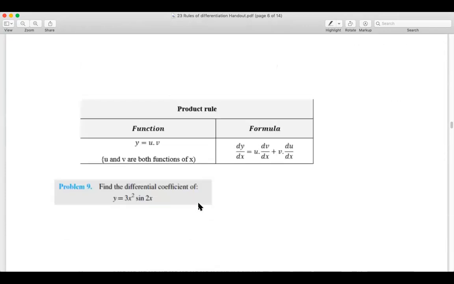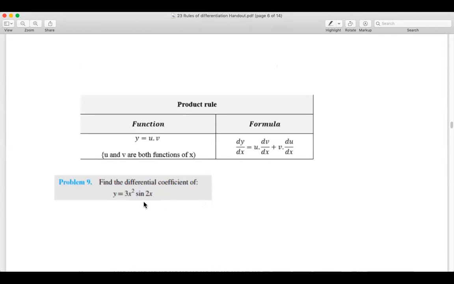So the first one we're going to look at is y is equal to 3x squared times the sine of 2x. Looking at that, 3x squared is a function of x. We know how to differentiate that if we wanted to. And then sine of 2x is another separate function of x, and there's an assumed multiplication sign between them. So we've got a product there. There's a procedure that we need to go through to differentiate that using this formula.